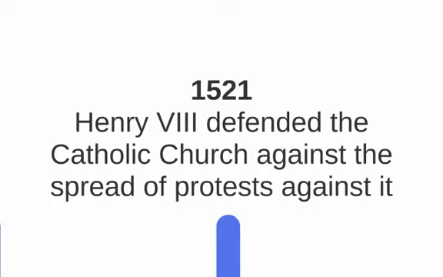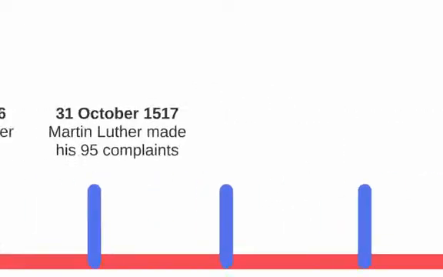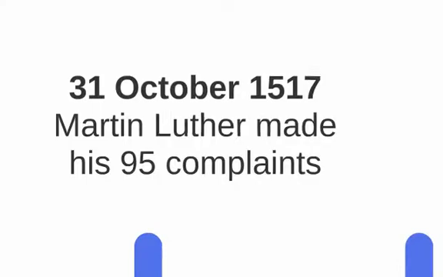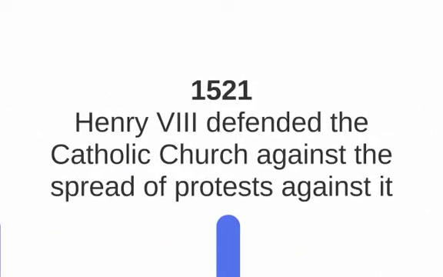In 1521, following on from Martin Luther's complaints in 1517, Henry defends the Catholic Church against this spread of Protestantism and the spread of protests against the Catholic Church, and he's given the title of Defender of the Faith for the books he's written and the defence he's put up against the Catholic Church. So again, by 1521, still no clues that Henry VIII was going to either divorce Catherine of Aragon or in fact go against the Catholic Church and the Pope.